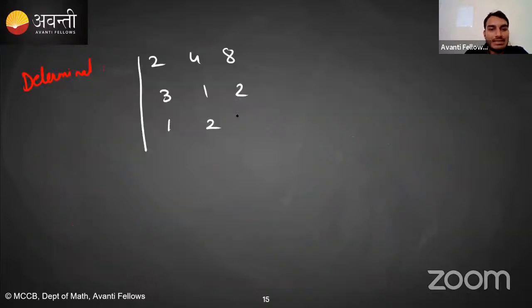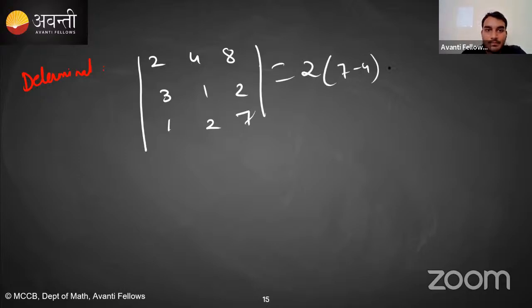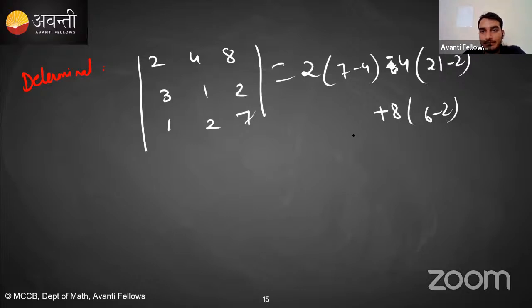Yeah, so you won't get 0, right? So here, if you do the determinant, see what you are getting. 2 into 7 minus 4, plus, sorry, minus 4 into 21 minus 2, plus 8 into 6 minus 2. What is this? 3 into 2 is 6. This is 19.